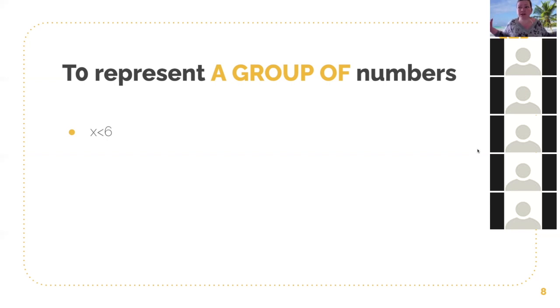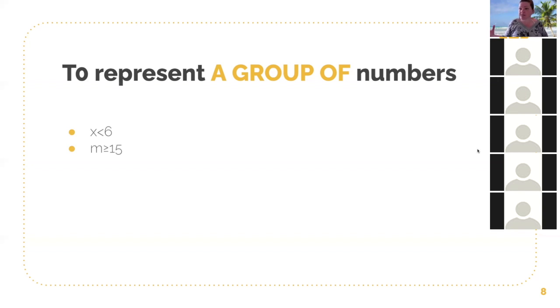So somebody tell me a number less than 6. 4. 4 is in that group of numbers. 1. Sure, 1 is less than 6. It's part of a group of numbers. And that's what I'm saying here in this statement. I'm saying x is a whole group of numbers, every single thing that's less than 6.